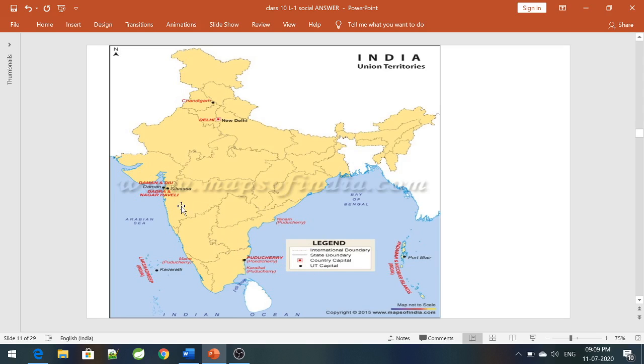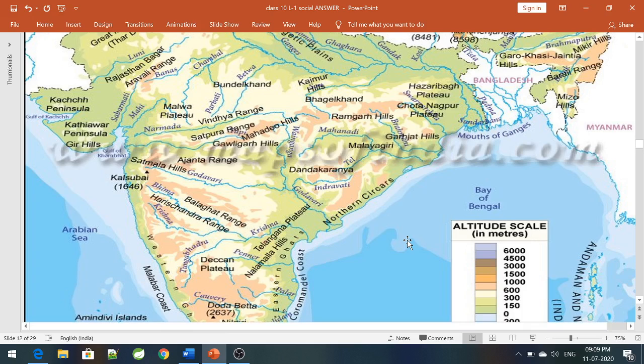1, 2, 3, 4, 5, 6 and 7. Chandigarh, Delhi, Daman and Diu, Dadra and Nagar Haveli, Kavaratti, Pondicherry and Port Blair. These are the union territories.